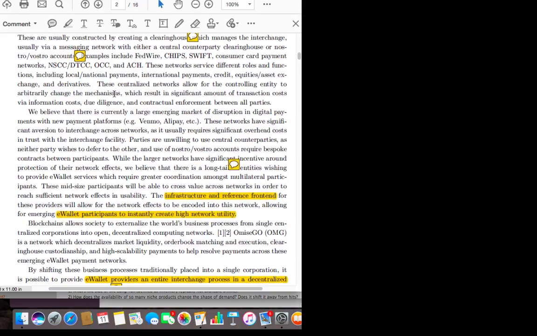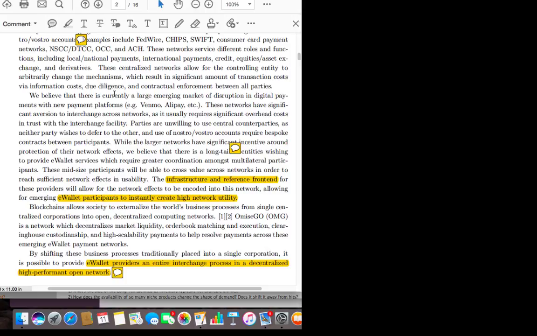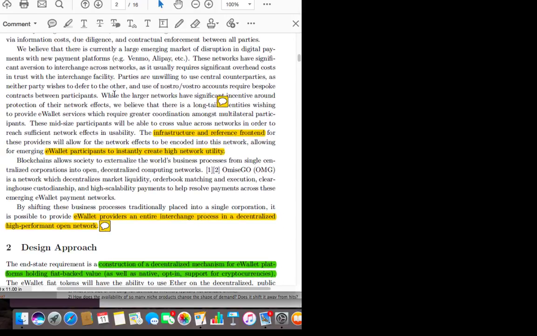Let's see what else it says here, guys. So decentralized networks allow for a controlling entity to arbitrarily change the mechanisms, which results in a significant amount of transaction costs via information costs, due diligence, and contractual enforcement between all parties. So what it's saying there is, again, they change the rules, they may change the fees associated with all the work that they need to do, which in reality right now with blockchain technology could be eliminated, okay? That's what this is saying. And that's their belief. That's their thesis. So the third paragraph goes into that.